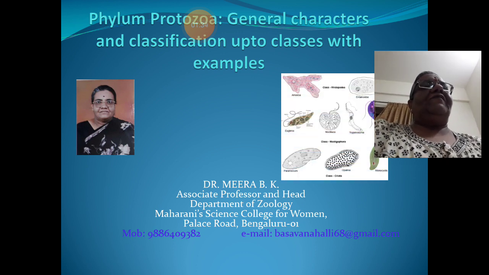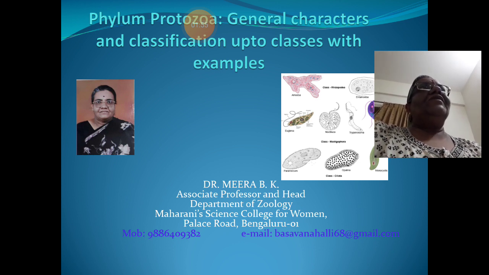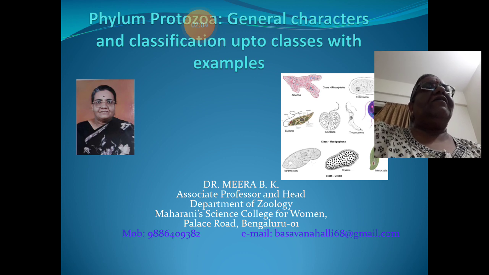You can see some of the protozoans here, just as an introductory class. You can see amoeba, euglena, paramecium, a sporozoan like this, entamoeba, all that. So these are all the organisms which belong to the phylum Protozoa. Now let us start our class.